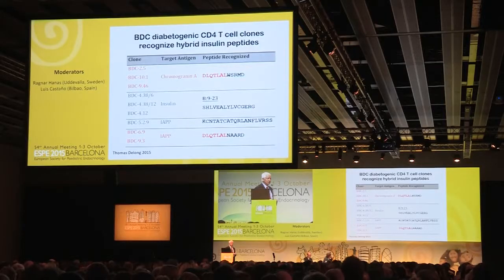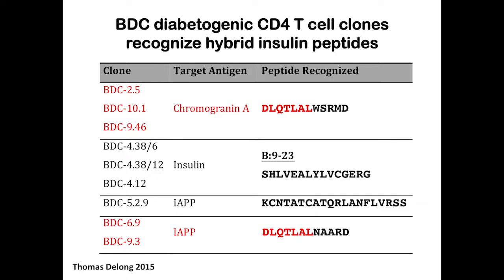But we still don't know what causes type 1 diabetes, and there's a very dynamic new field of post-translationally modified peptide studies. Here are several examples of T-cell clones that have been isolated from NOD mice. And for a long time, we didn't know what those clones are actually reacting to. It turns out that they are not reacting to insulin or chromogranin or other islet-specific proteins.